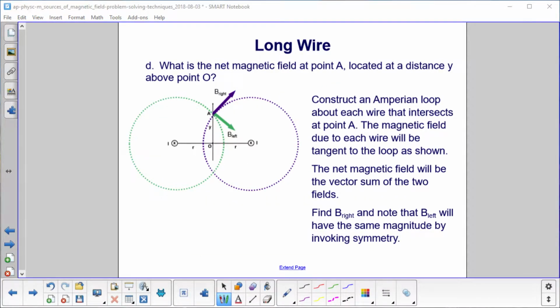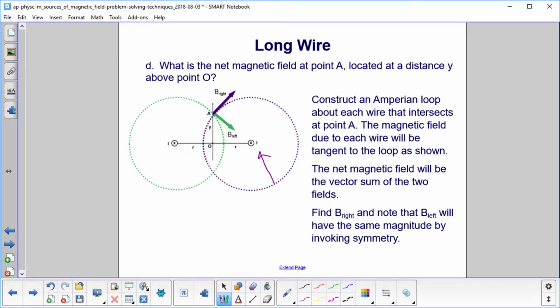What is the net magnetic field at point A, which is located at a distance y above point O? We will construct Amperian loops for both wires, and we want that loop to intersect point A, right over here. Okay? The magnetic field due to each wire will be tangent to the loop. Then the net magnetic field will be the vector sum of the two fields. So let's look at the field due to B right. That's this guy here, the right current. And let me just erase this up here.